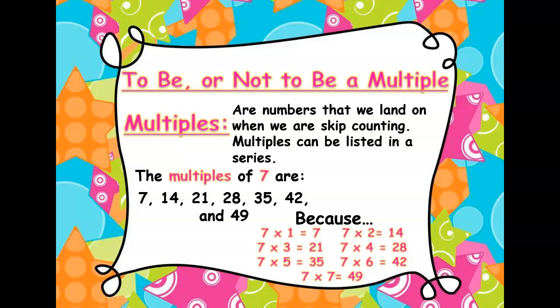They're showing how we would figure that out. 7 multiplied by 1 is 7. 7 multiplied by 2 is 14. 7 multiplied by 3 is 21. 7 multiplied by 4, 28. 7 multiplied by 5 is 35. 7 multiplied by 6 is 42. And 7 multiplied by 7 is 49.